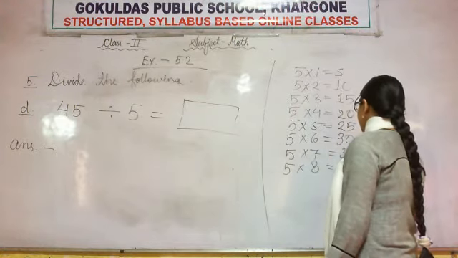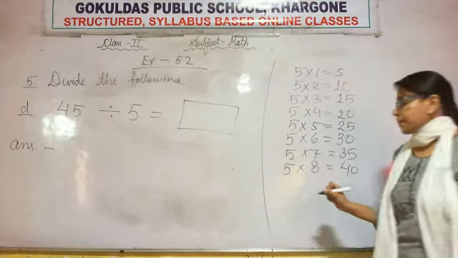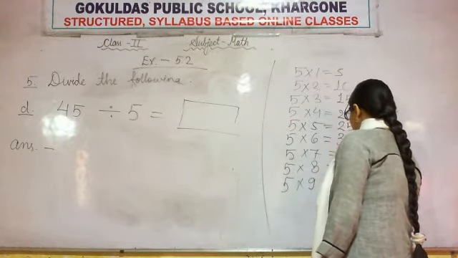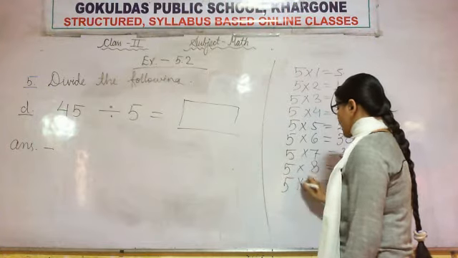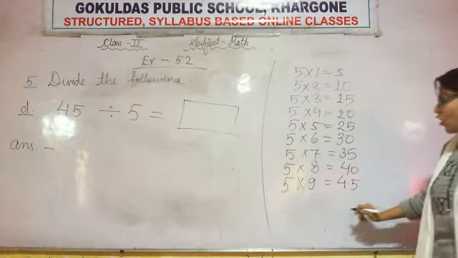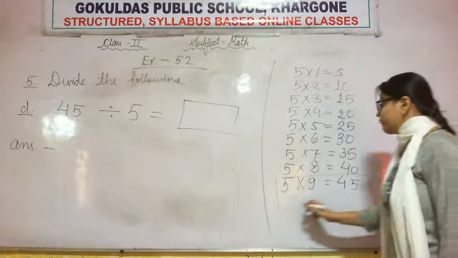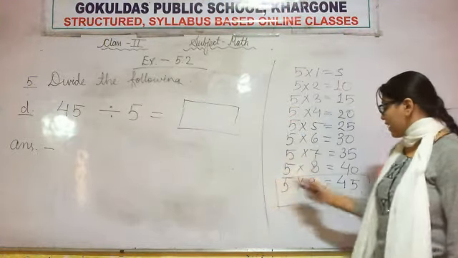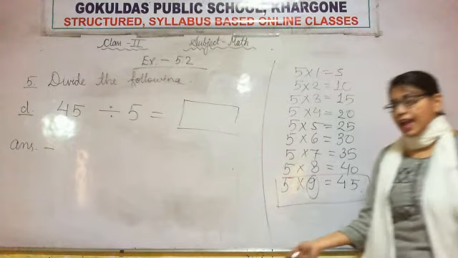5 eights are 40 and 5 nines are 45. We need the number 45. We got 45. If you multiply 5 by 9, we will get 45. And if we divide 45 by 5, we will get the number 9.